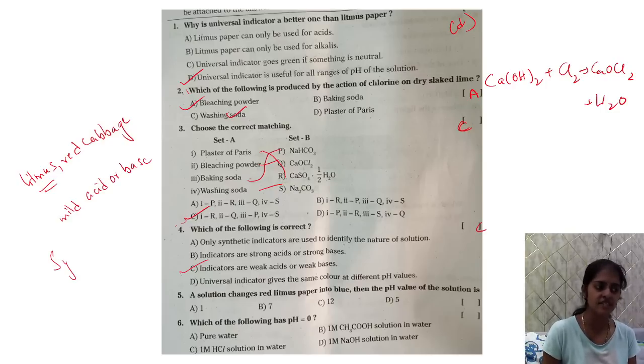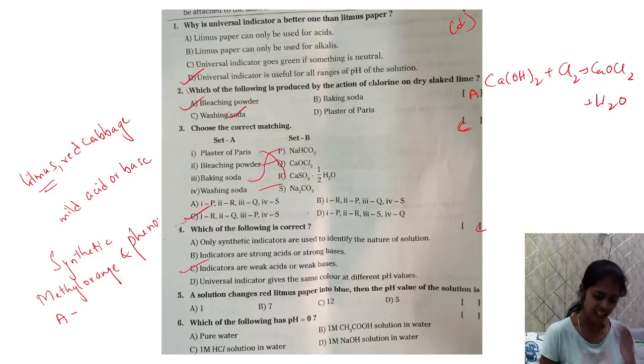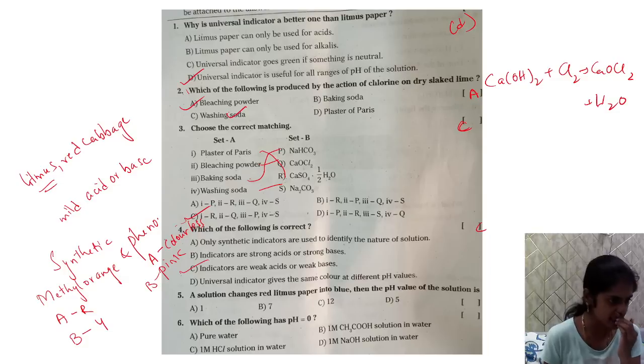Apart from this, we have synthetic indicators also. So what are synthetic indicators? Methyl orange and phenolphthalein are synthetic indicators. So methyl orange in acid will turn red, and in base it will turn yellow. Okay, phenolphthalein in acids is colorless. Okay, in bases it will go to pink color. Next one, you see a solution changes red litmus to blue. Red to blue, again see same thing is repeated again and again. So here, C.